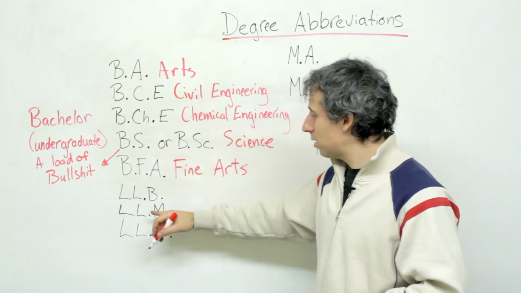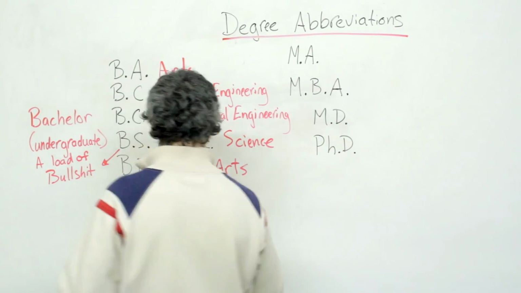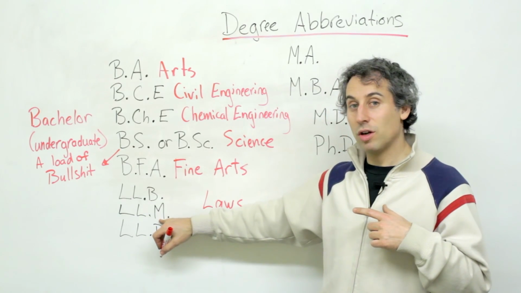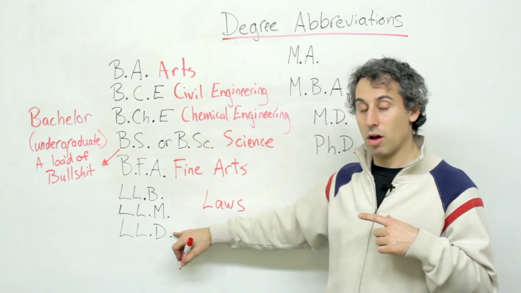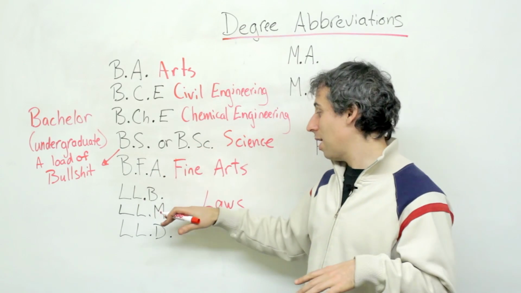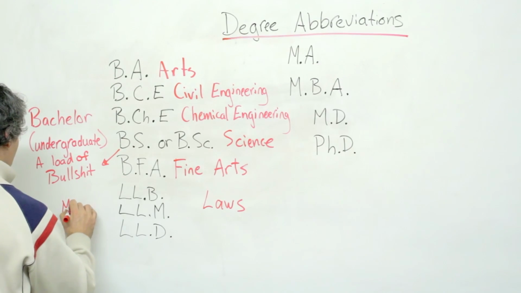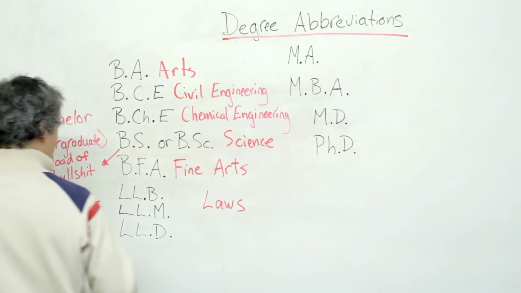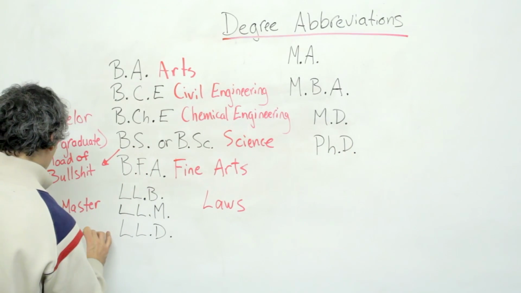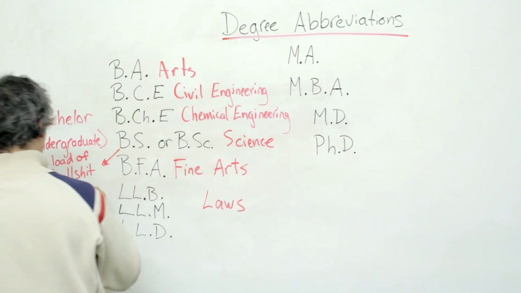Okay, the LL stands for laws. And this is the Bachelor of Laws, the Masters of Laws, and the Doctor of Laws. So that would be the bachelor, the undergraduate. The master's is the next higher. And the D stands for doctor. And this is bachelor.